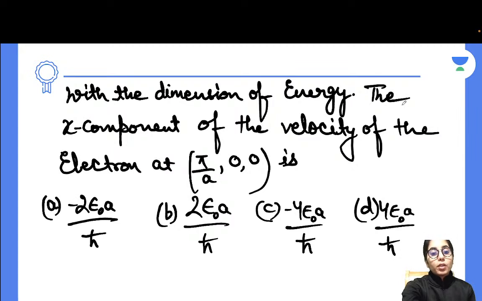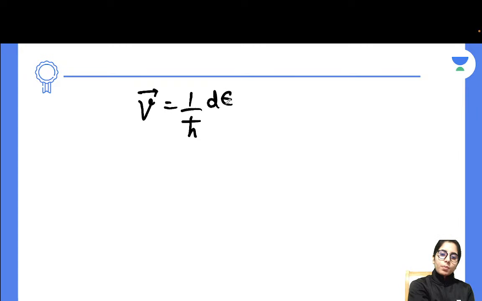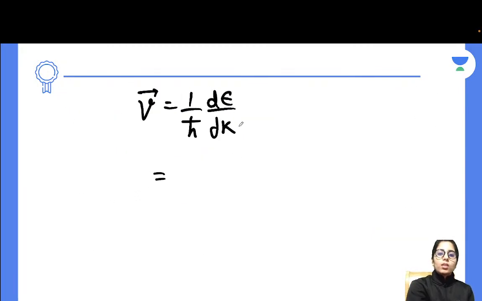You want to find the x component of velocity, so what is the velocity you will have? v is equal to 1 upon h cut times d epsilon upon dk. Now you just want the x component, so you will just be differentiating it with respect to kx. So you can take it as kx here.